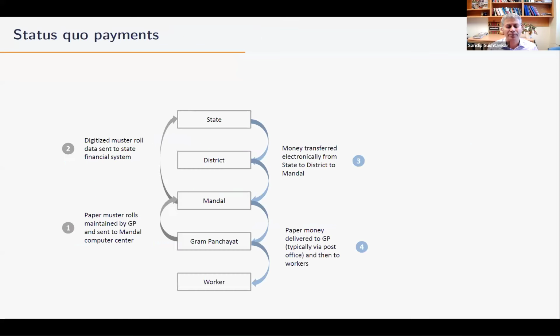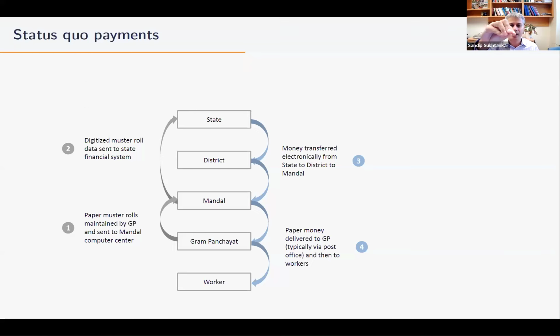So what was the program? People do work and they get paid. They're supposed to get paid for it. The government provides that employment, the work. So from the local level, somebody has to tell higher levels of government who the people are that did the work and how much they should be paid.